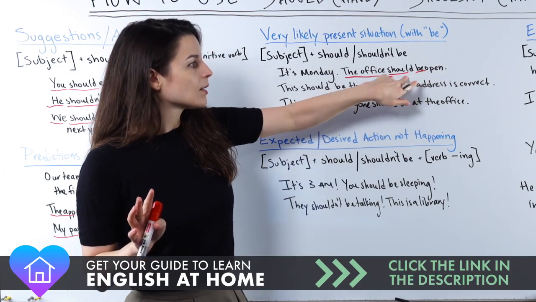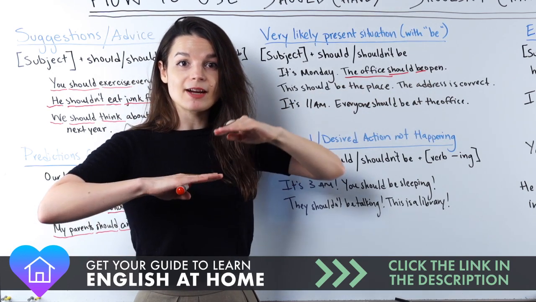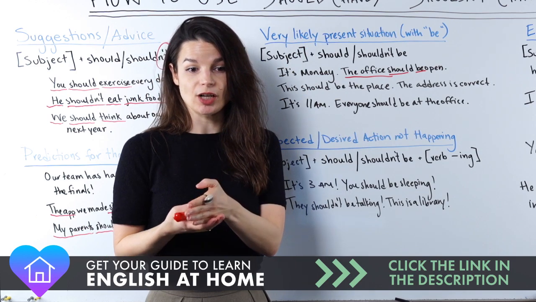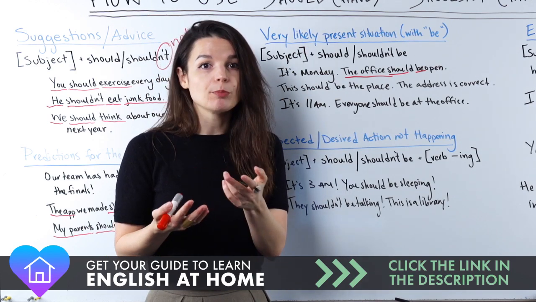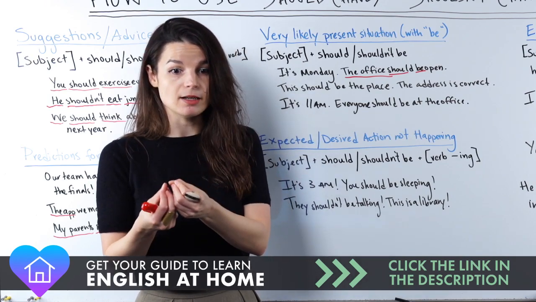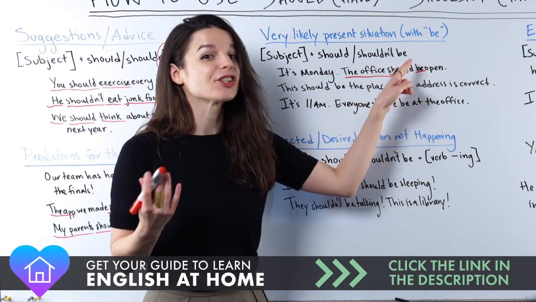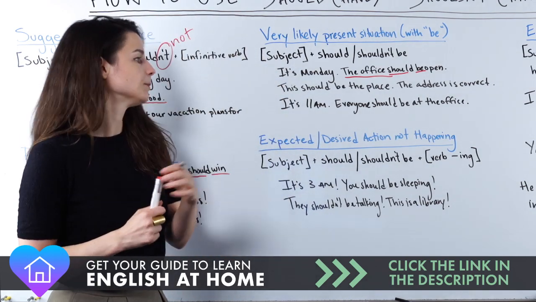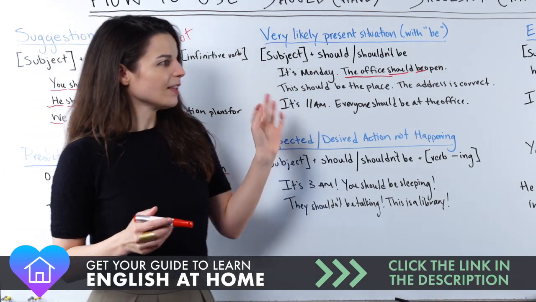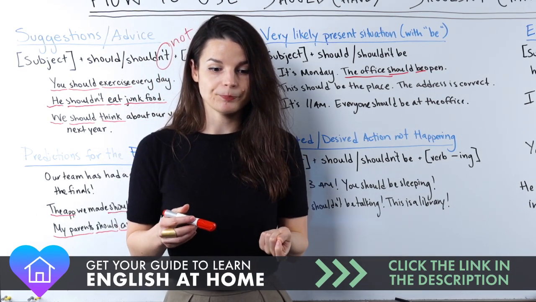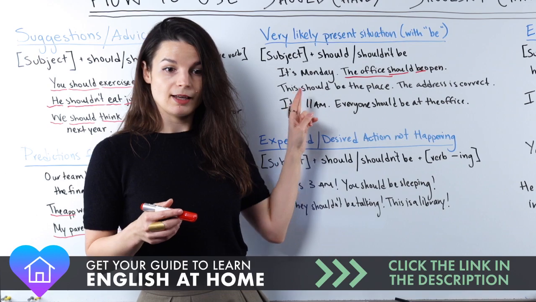This be shows us with should that there's a very high chance. So it's a very likely present condition. It's Monday, the office should be open. So we express this with should be plus this condition word. It should be open today. Another example. This should be the place. The address is correct. This should be the place.